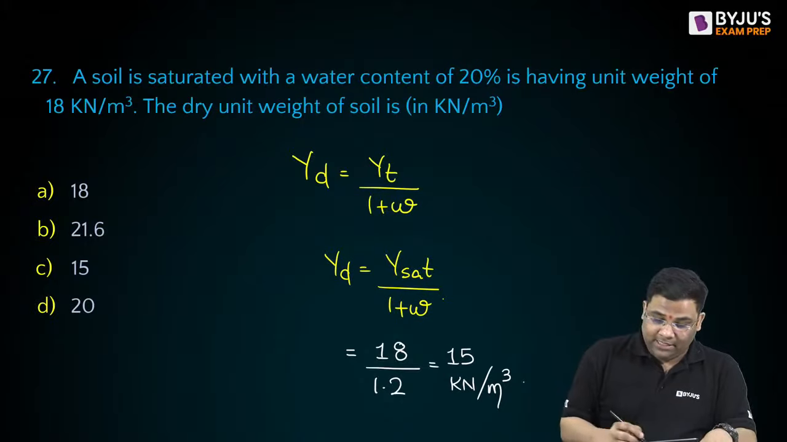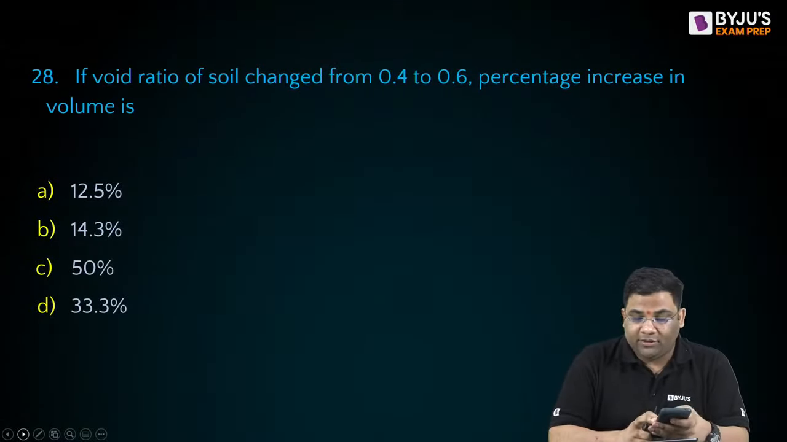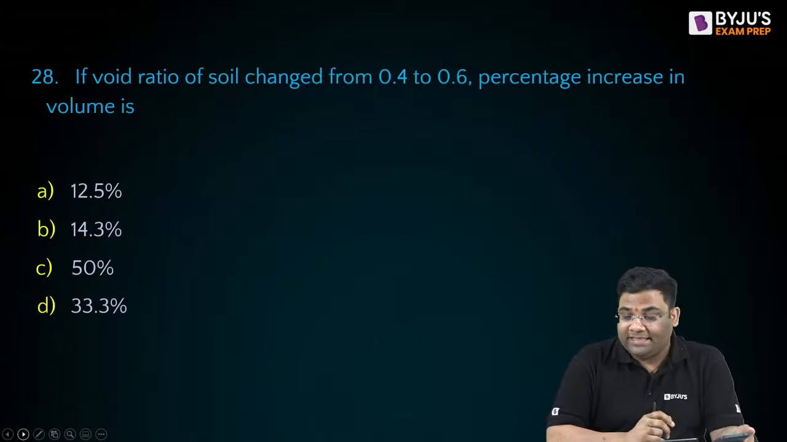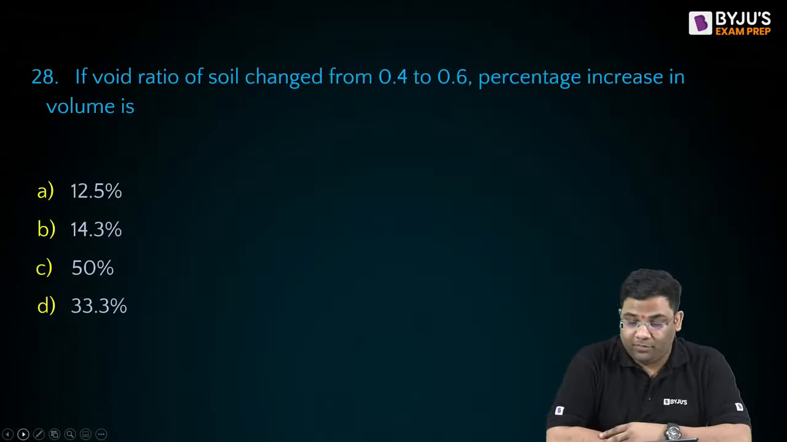Okay. Let us solve the next question. The void ratio changed from 0.4 to 0.6. What is the percentage increase in the volume?